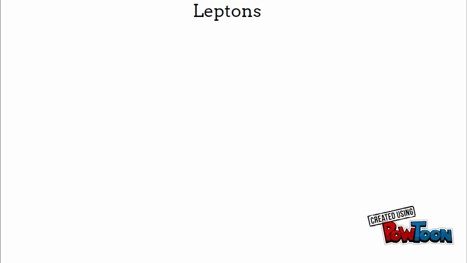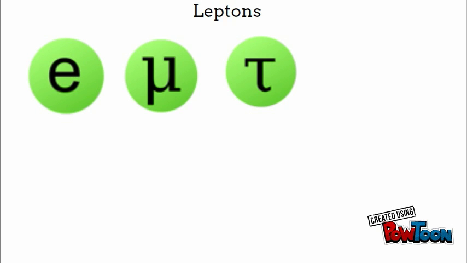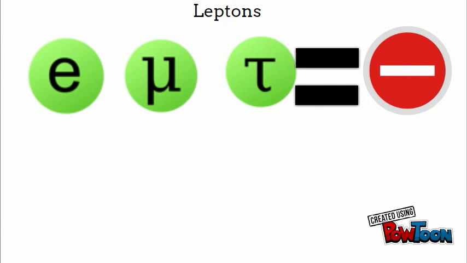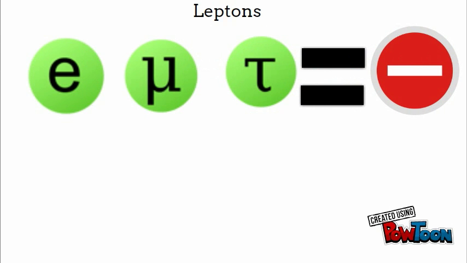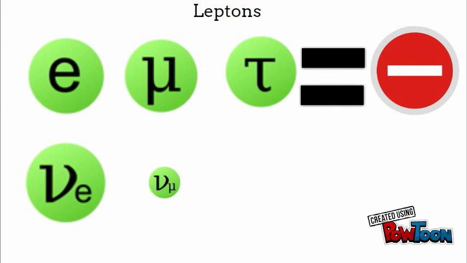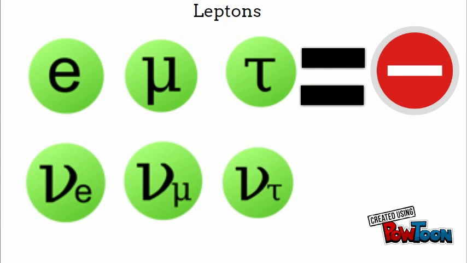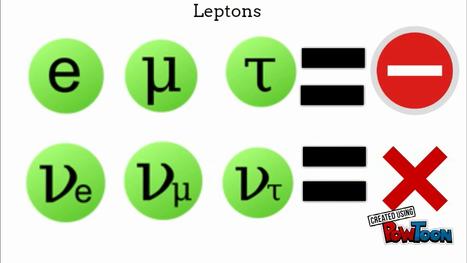Leptons are subatomic particles that have a charge of either -1 or 0. There are 6 different leptons: the electron, the muon, and the tau, all of which have a charge of -1, while the neutral counterparts, the electron neutrino, the muon neutrino, and the tau neutrino, have a charge of 0.